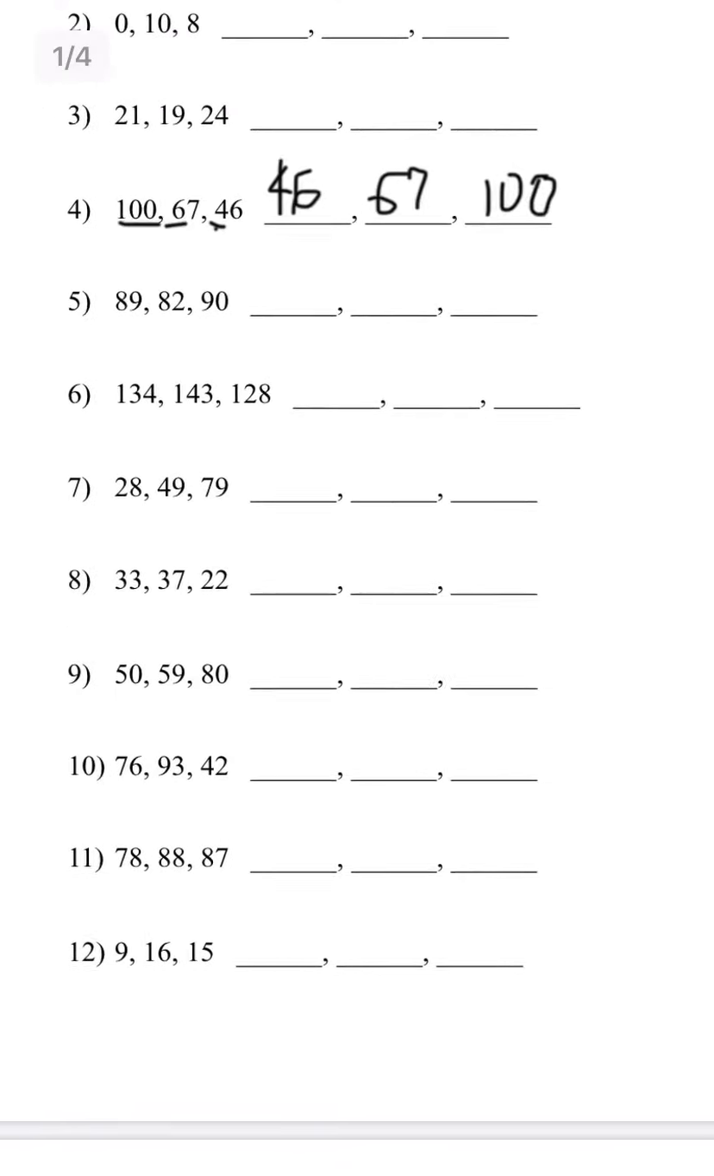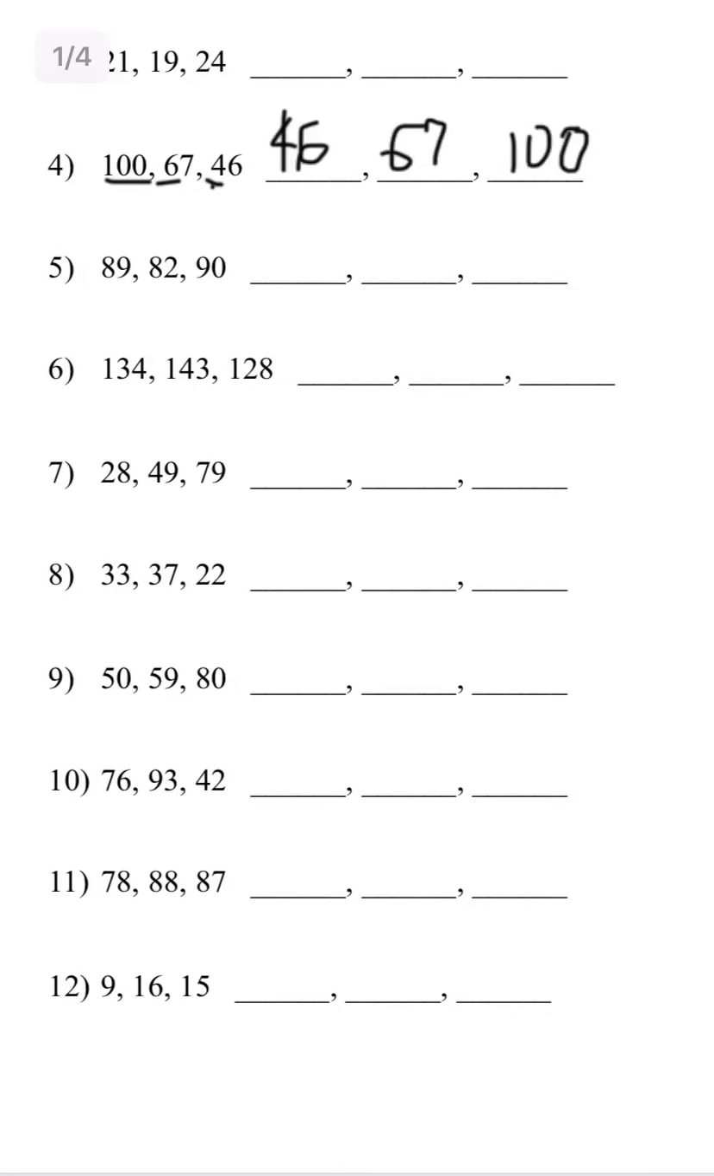Now let's try number 6. We have 134, 143, and 128. They start with the same number, so they all start with 1, and they have the same number of digits. So we have to look at the middle number. So here it's 3, and 4, and 2. And we know that 2 is the smallest number, so it's 128, and then 134, and then lastly 143.